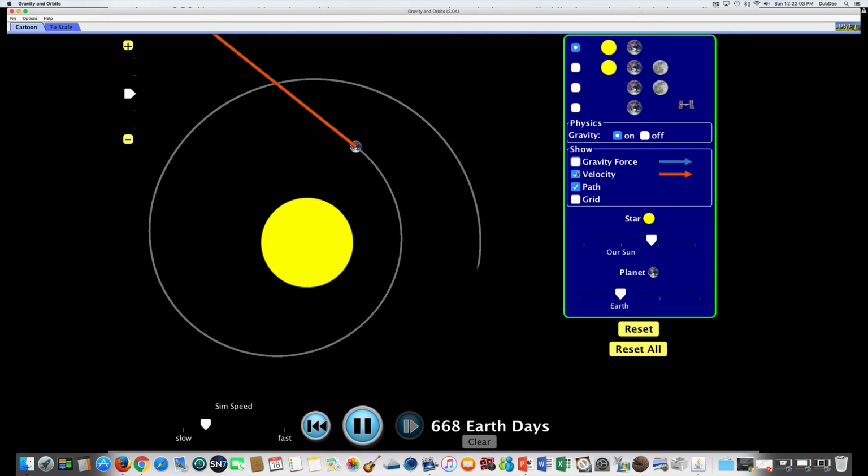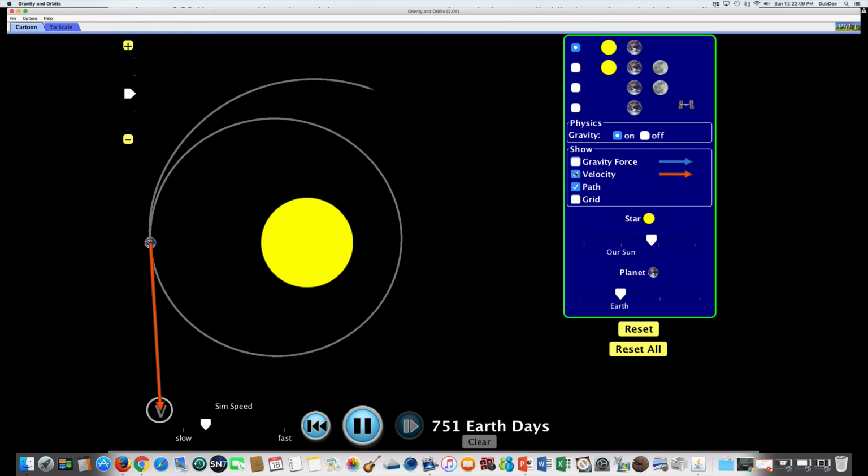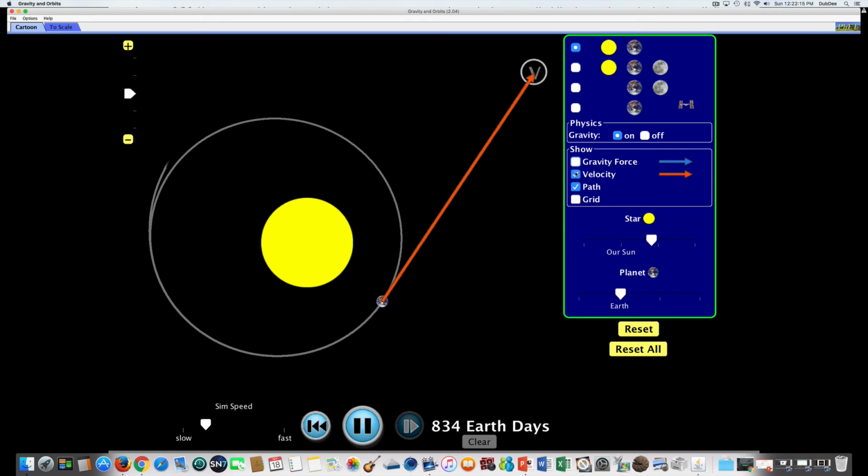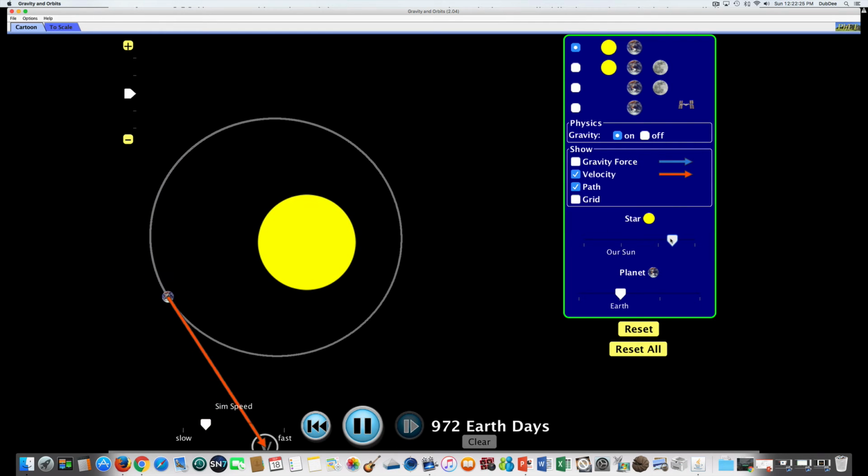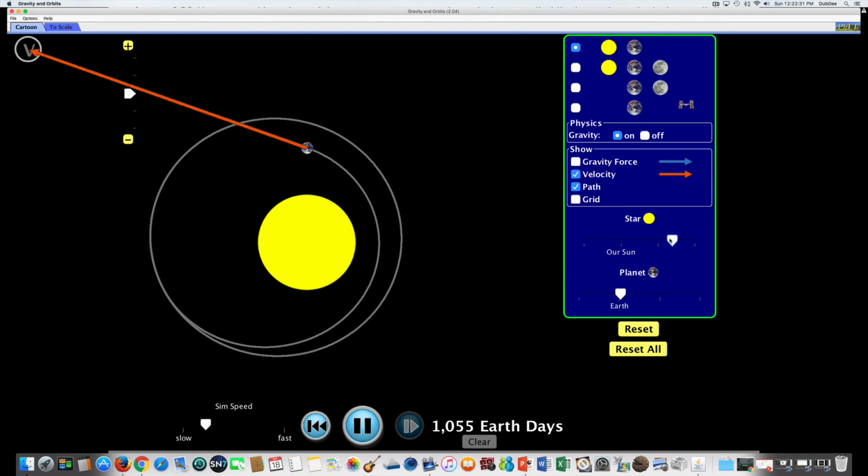Notice now that I've got a different shaped orbit. This orbit is now what we call an ellipse. Earth's orbit is almost a perfect circle. And watch, as the planet gets closer to the star, the velocity increases, gets bigger. And as the planet gets further away from the star, the velocity decreases, gets smaller. And if we cranked up the mass of the star even more, you would see this effect even more dramatically.